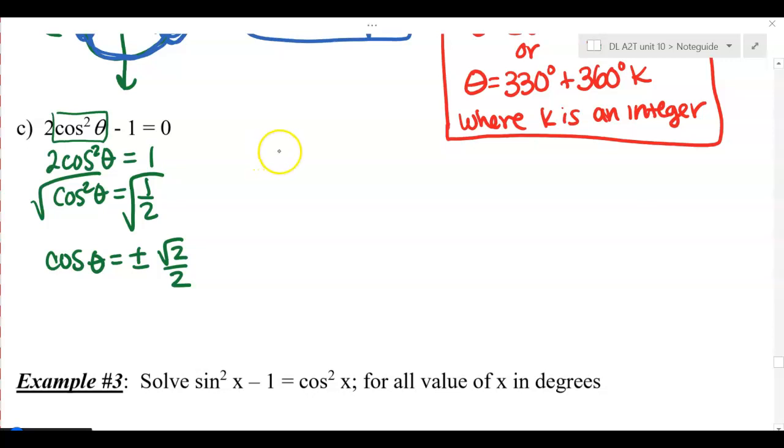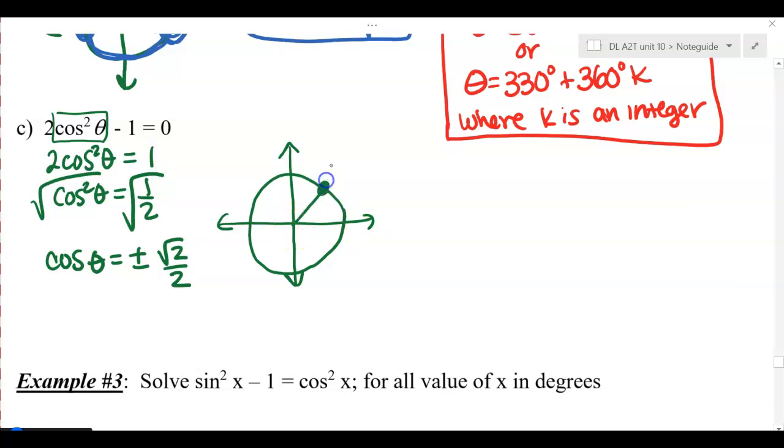So as I think about these positions, where is the cosine on the unit circle equal to positive or negative rad 2 over 2? I immediately think 45s, and because it can be positive or negative, this is actually happening at each 45. So at 45, at 135, at 225, and at 315. So at these 4 positions.